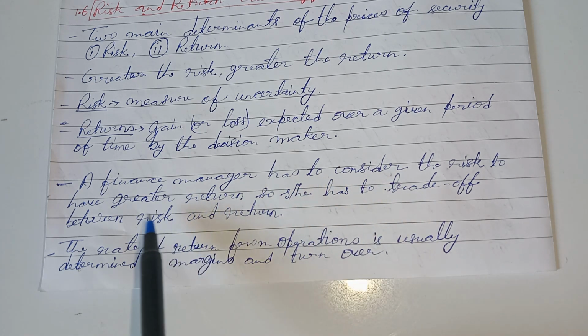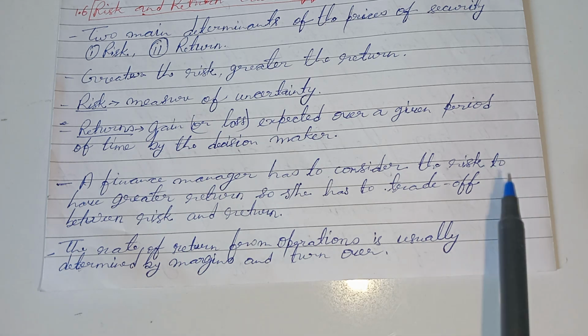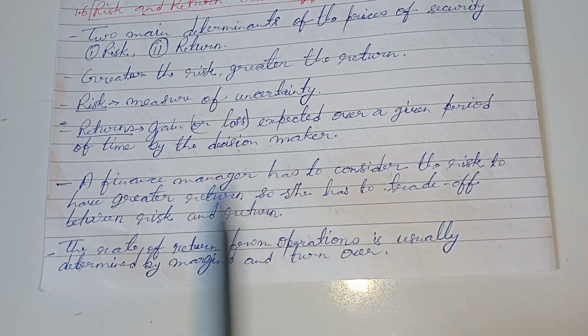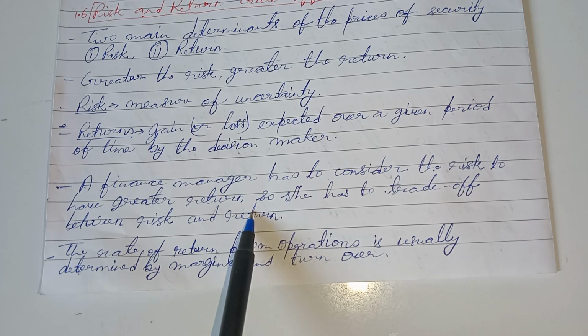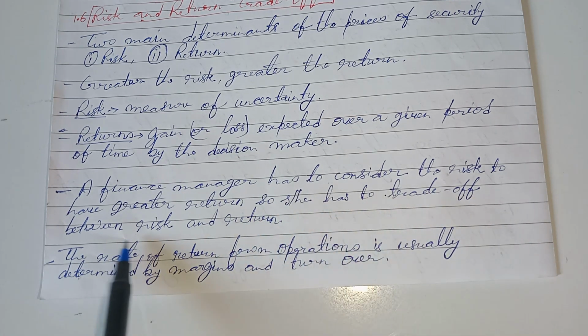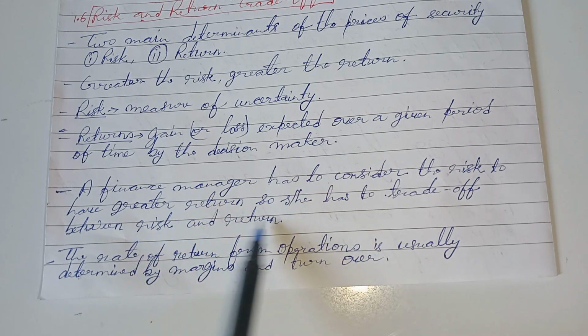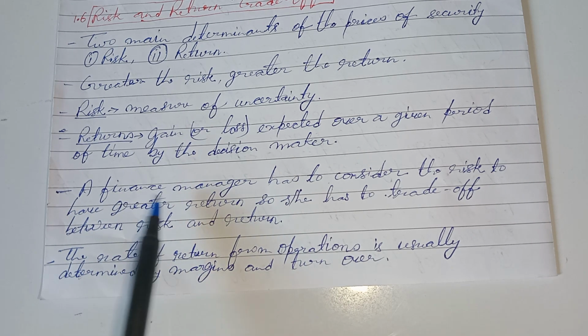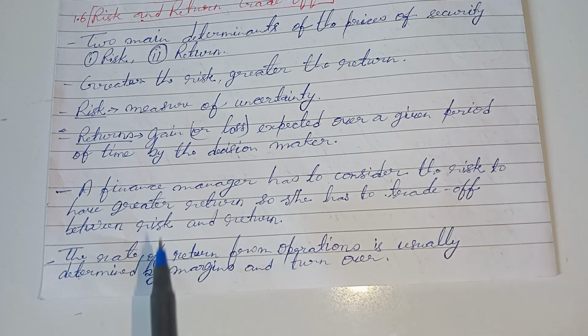So what does he have to consider? He has to consider the risk to have greater return. If there is more risk, then there should be greater return. So he has to trade off between risk and return. That trade off should be made by the finance manager. If there is more risk, there should be greater return also.